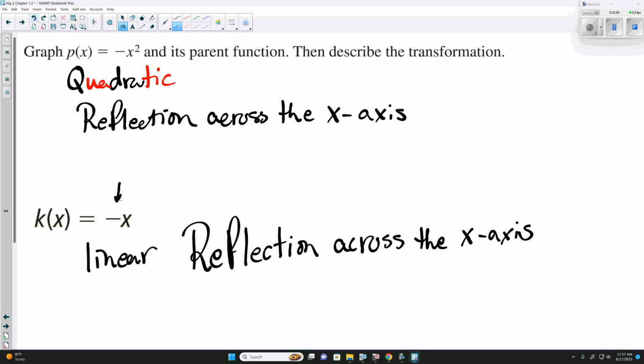Questions so far? Wait, what did you say? Inside parentheses is across the y. Negative x inside parentheses would be across the y. When it's negative outside the parentheses, especially attached to the variable as a multiplier, then it's across the x.